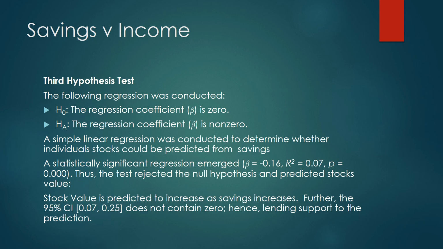In our third and final hypothesis test, using the same null and alternative hypothesis for beta, a simple linear regression was conducted to determine whether individual stocks could be predicted from savings. A statistically significant regression emerged where beta equals negative 0.16, r squared equals 0.07, and the p-value equals 0.00, showing that it is below the statistically significant level of 0.05. Thus, the test rejected the null hypothesis and predicted stock value. Stock value is predicted to increase as savings increase. Further, the 95% confidence interval of 0.07 to 0.25 does not contain 0, hence lending support to the prediction.